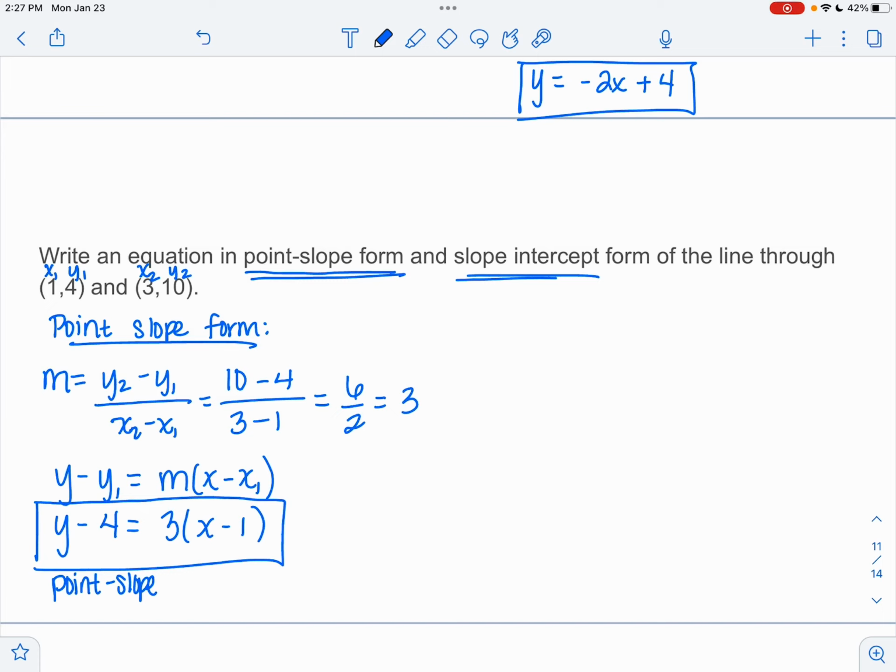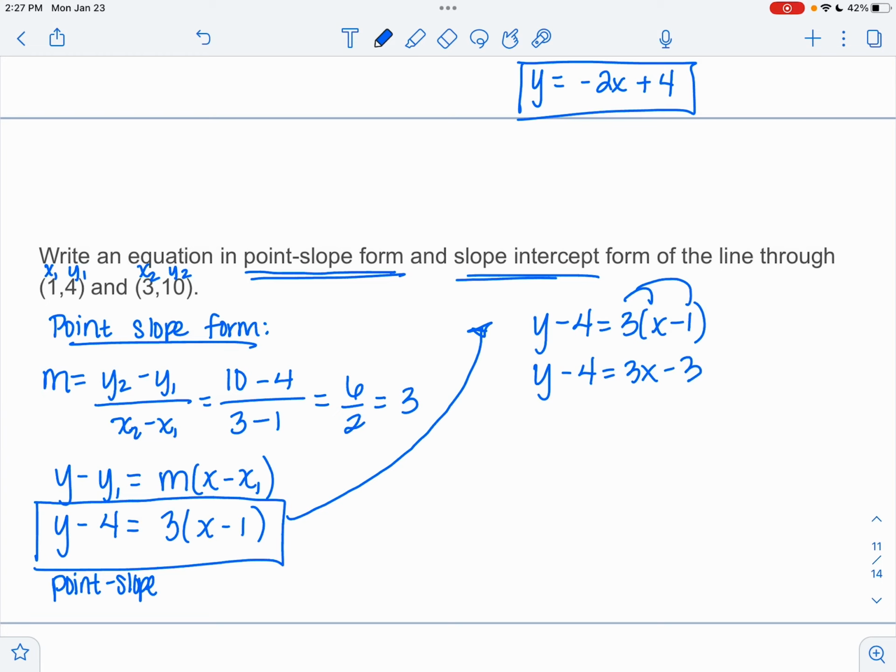Okay. Now let's do it in slope intercept form. And we're going to use the equation that we just came up with, so I'm just going to move my work over here. Start with point slope form. I don't need to redo all that work. Distribute the 3. And solve for y, get y by itself, add 4.